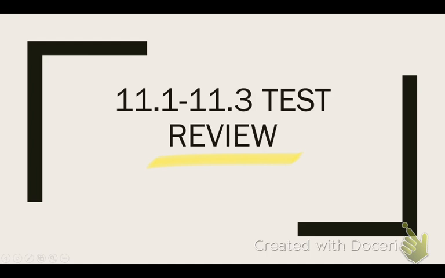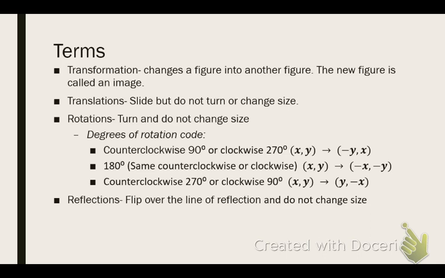All right. Here we go. Here's our terms. A transformation changes a figure into another figure. The new figure is called an image. Translations slide but do not turn. If they said shift, that would be fine as well. These are 2 points per blank. Then you have rotations, turn, do not change size, and then you have your codes. Okay, you have all your codes. All right, so check those. Okay, so reflections flip, rotations turn, translations slide, image, figure, okay? All right, those are some of those key words that you need to know.